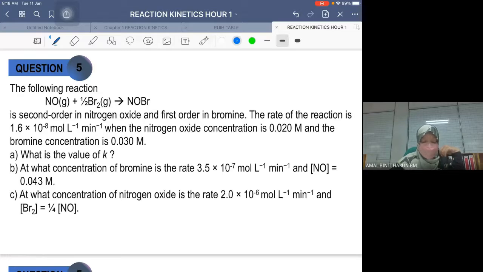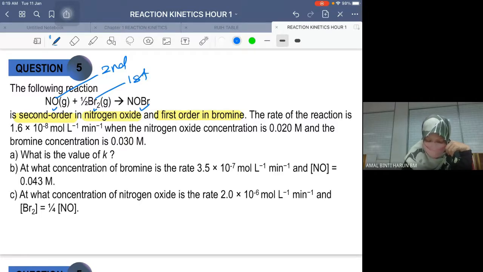Number 5. NO reacts with Br to form NOBr. It is second order in nitrogen and first order for the bromine. Let us highlight this information. The rate of the reaction is given when the nitrogen concentration is 0.02 and the bromine concentration is 0.03. What is the value of k?